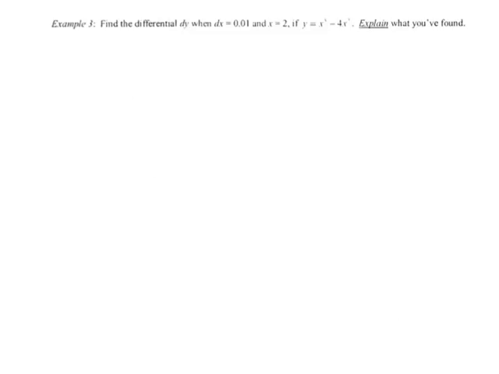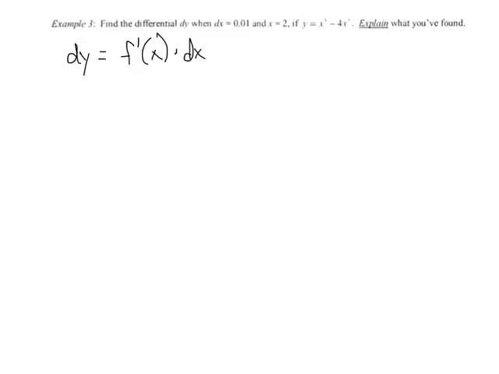So our question here: find the differential dy when dx is 0.01 and we know that x equals 2, if we have this function here. And then we need to explain what we found. So remember, for this, we're going to be saying that dy equals f prime of x times dx. So first thing, we need to find a derivative.